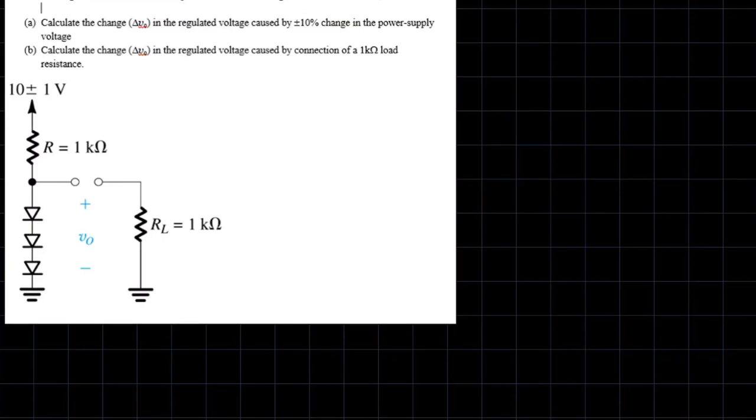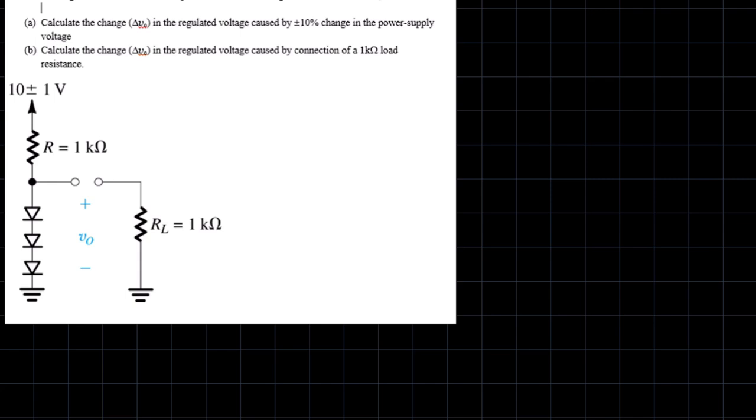Hi friends, in this diode problem, a series of three diodes are connected to use as a voltage regulator. We need to analyze the circuit for its constant output voltage if there is a change in input voltage, or otherwise if there is a change in load resistance.